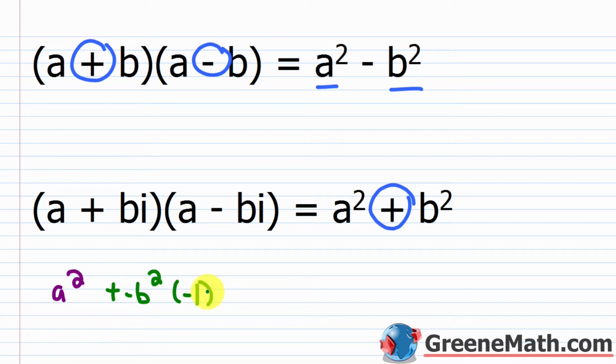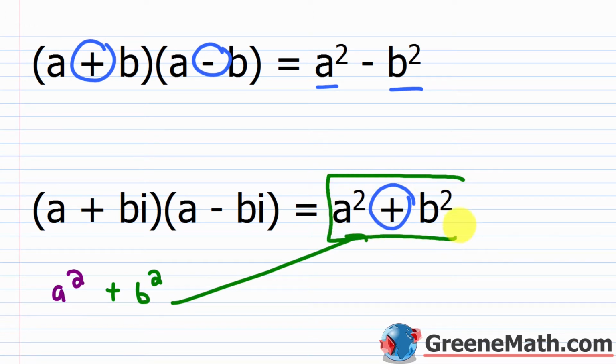Negative times negative is positive. So this is going to be a squared plus b squared. Okay, so that's where that comes from. So we're going to use this part right here to help us simplify a two-term denominator when i is involved.